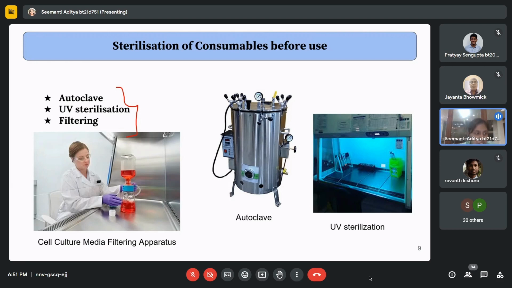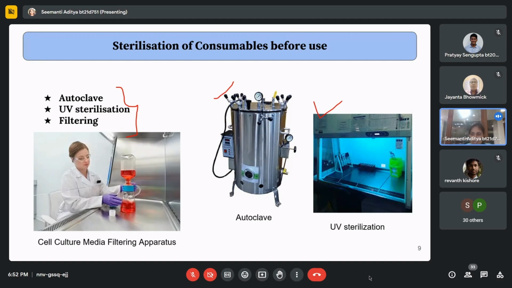So autoclave sterilization and UV sterilization are a must, along with the alcohol spraying. I have not mentioned it here, but yes, alcohol spraying. This kind of sterilization will help in reducing the amount of contamination that we generally try to avoid. So autoclave sterilization and UV sterilization are very essential and very important.